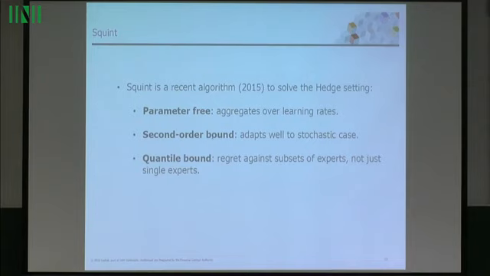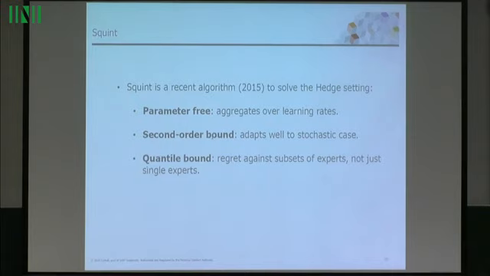It's quite a recent algorithm by Koolen and van Erven, 2015, that solves the hedge setting. But it has a few additional properties that are quite nice, particularly considering what we've looked at just now. Firstly, it's pretty much parameter free, which means we're not having to choose some learning rate or some other tuning parameter that might significantly change the behavior of the algorithm, which would put us back into the future peeking problem.